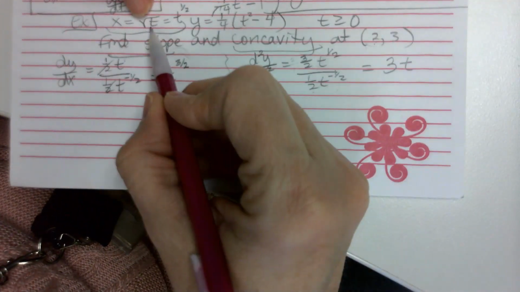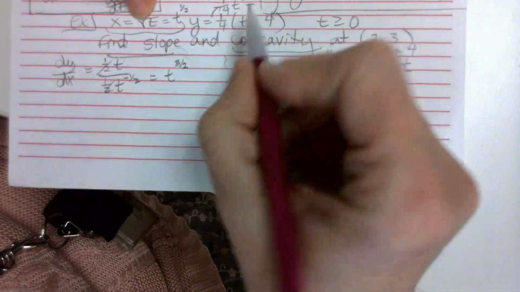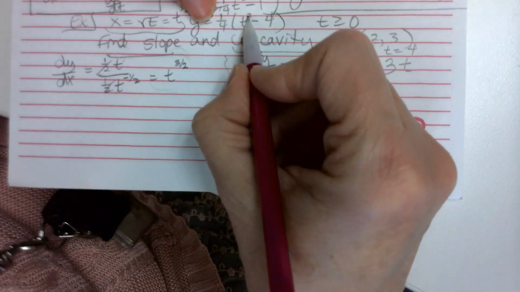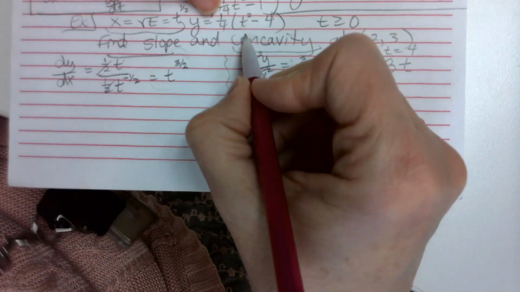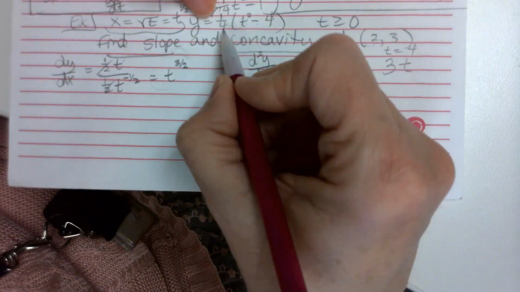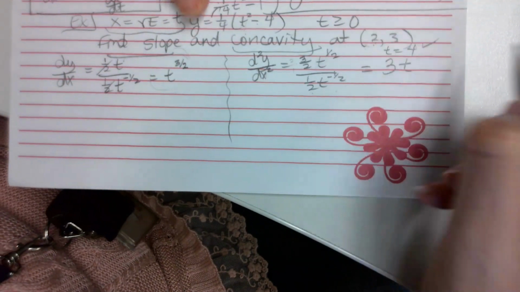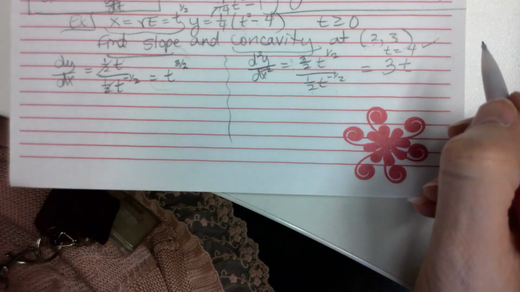Square root of 4 is 2. So let's check. Could t equal 4? What's 4 squared? 16. 16 minus 4 is 12. 12 times 1/4 is 3. So t does equal 4, right? And we all make those same mistakes every time.